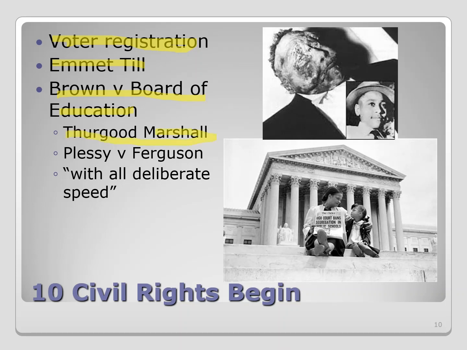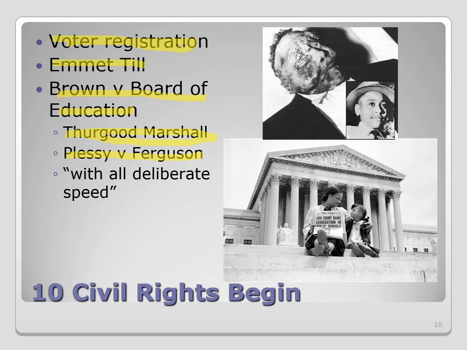Thurgood Marshall would be the attorney, the lawyer for Oliver Brown, whose young daughter was denied entrance to an all-white school just several blocks from her house. Instead, she had to walk several miles to get to the nearest bus stop, and then ride the bus miles more to get to the nearest black school.